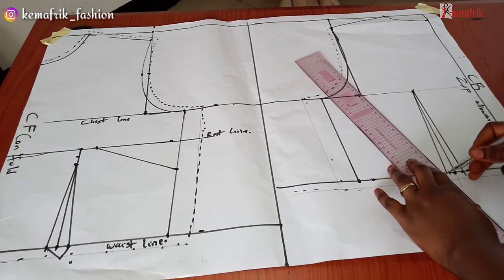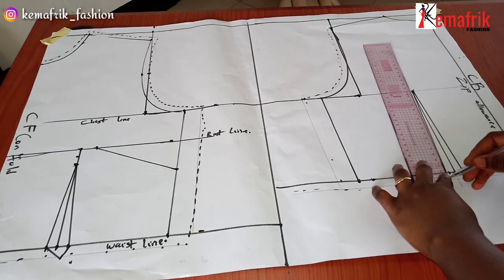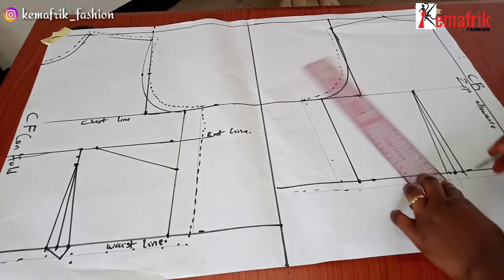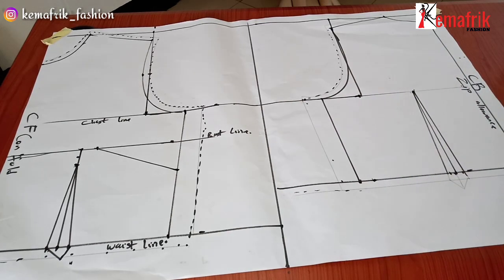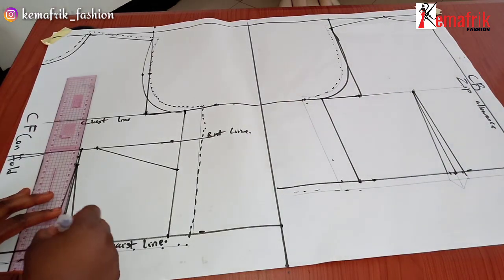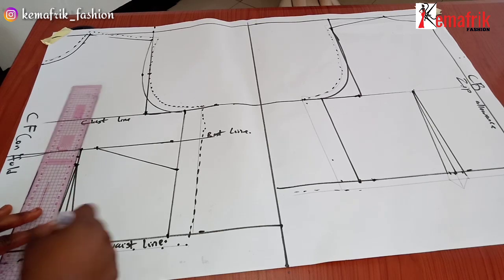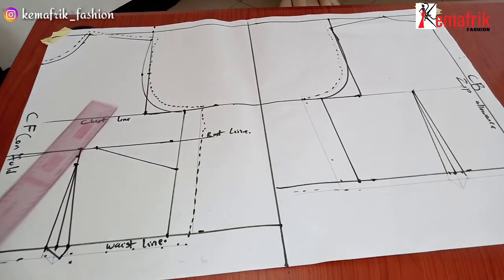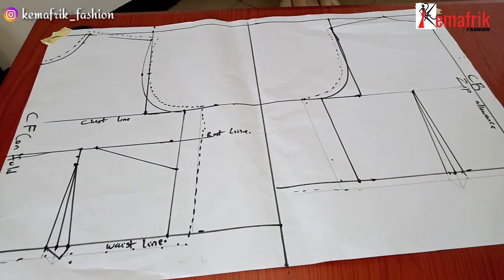So I have gone ahead to trace out all my allowances, both for the front and the back piece, and I'm extending the dart leg. I'm extending the dart line by 1 inch and the dart legs by 1/2 inch and connecting it like so. This will guide us in notching our dart position when you place on fabric.